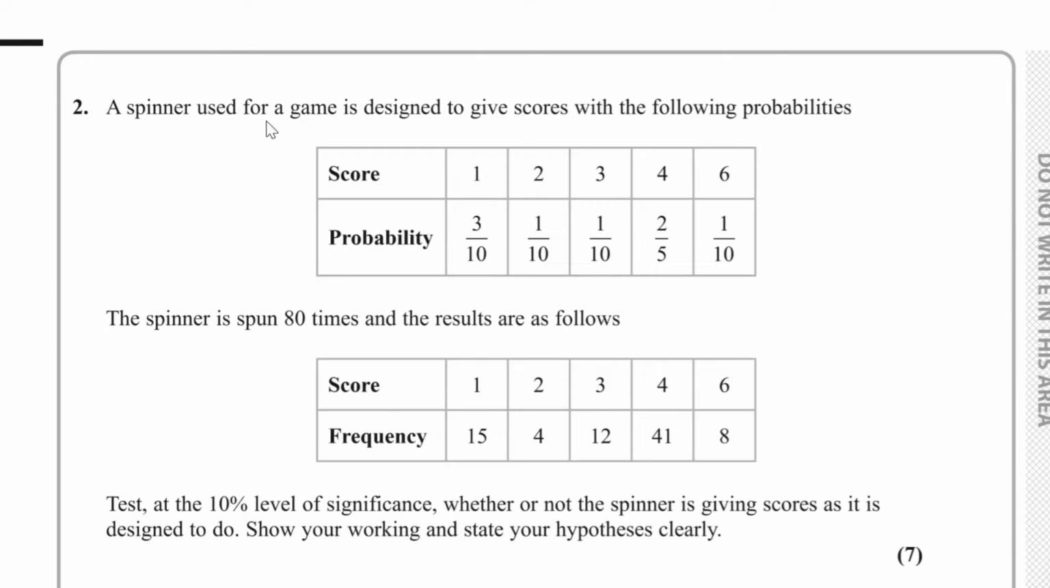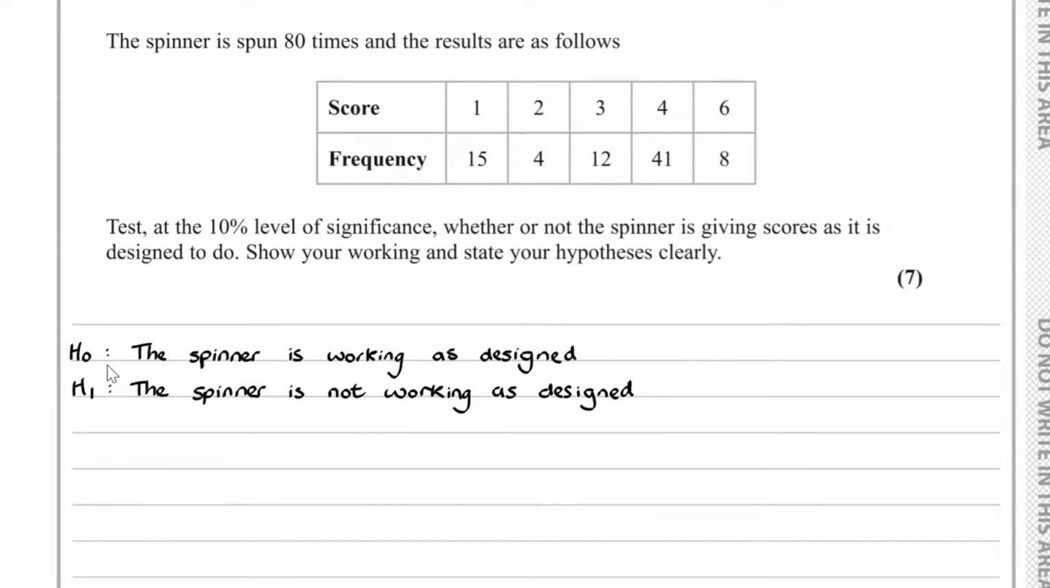Question number 2. A spinner used for a game is designed to give scores with the following probabilities. So we've got the score and then the probability. The score can either be 1, 2, 3, 4 or 6, and the spinner is spun 80 times and the results are as follows. So we have to test at the 10% level of significance whether or not the spinner is giving scores as it is designed to do. Show your working and state your hypotheses clearly. Well, we've got our hypotheses. The null hypothesis, the spinner is working as designed. The alternative hypothesis, the spinner is not working as designed.